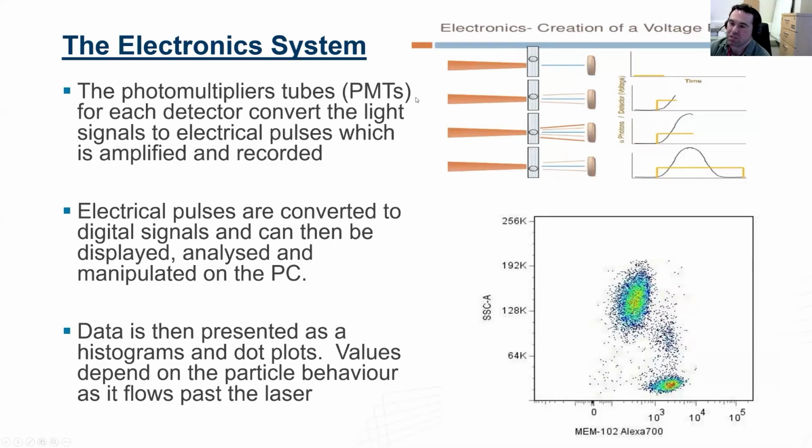So yeah, this is just a little description of the electronic system. The PMTs, or the avalanche diodes, as they're now called, for each detector convert the light signal that's picked up to an electrical pulse, which is then amplified and recorded. Those digital signals can be displayed on the PC, and we use specialist software to manipulate that data. And we can arrange it into these dot plots, as you see here, or we can have histograms as well. And each dot is a cell, but each cluster will show us what population is present.